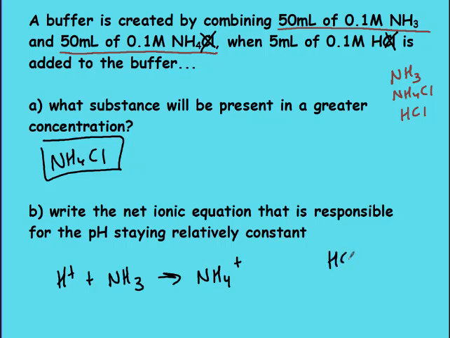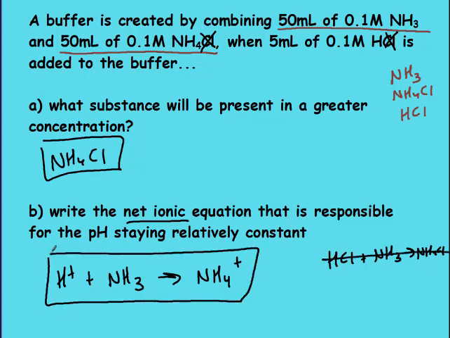Had I had my spectator still in there, it would have looked like that. But again, since it said net ionic, I needed to remove the chlorides, giving me this. And it's already balanced. So back to A.